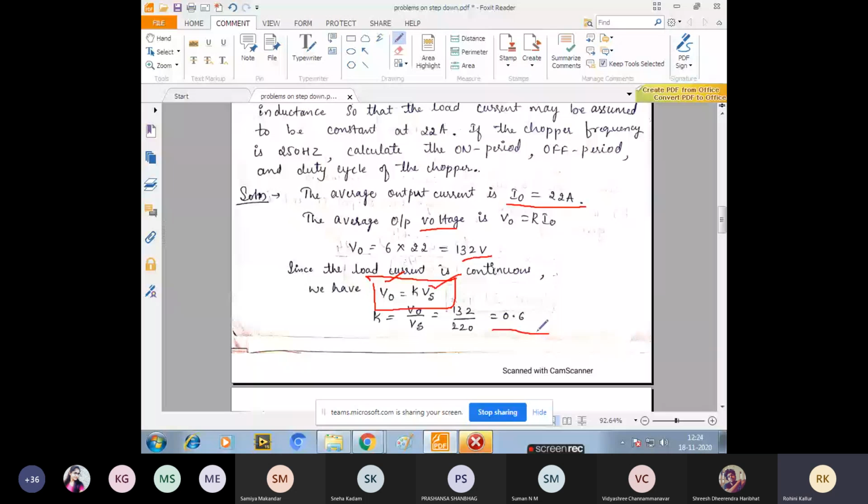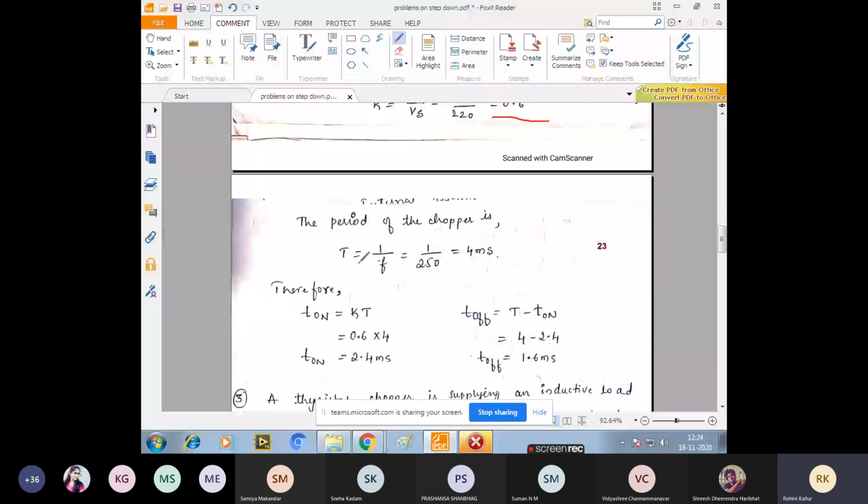Okay. Then, to calculate the total time period, I know what is the frequency. So it will be T is equal to 1 over F. So 1 by 250, that is 4 milliseconds. Now I want T on to be calculated. So T on is equal to K into T.